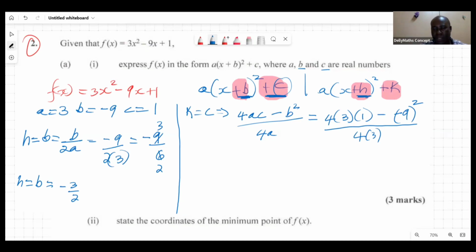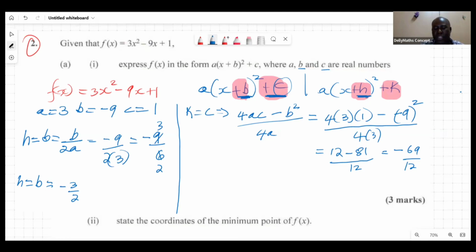So let us find the values for this. 4 times 3 is 12 times 1, that's 12, minus 81, because a negative and a negative is positive, but there's another negative there, all over 12. So what we want to do quickly is to subtract 12 minus 81. That's going to give us -69 over 12. All right, so -69 over 12 is fine.